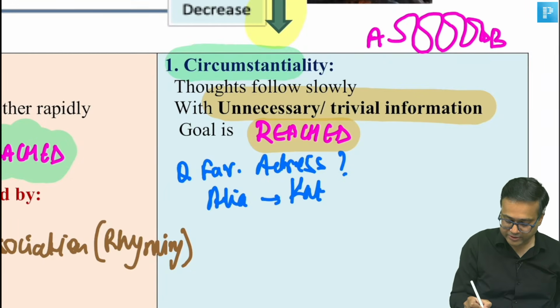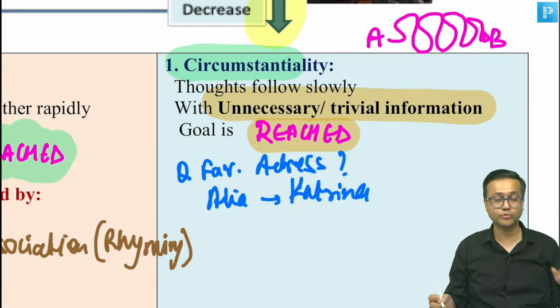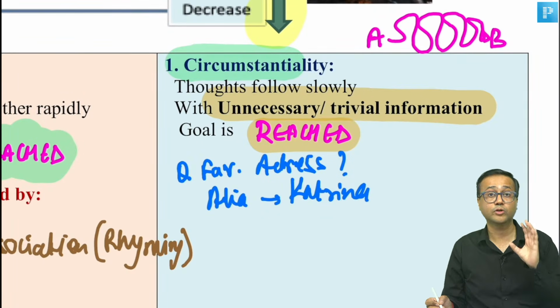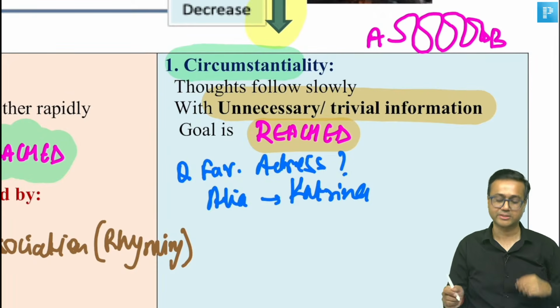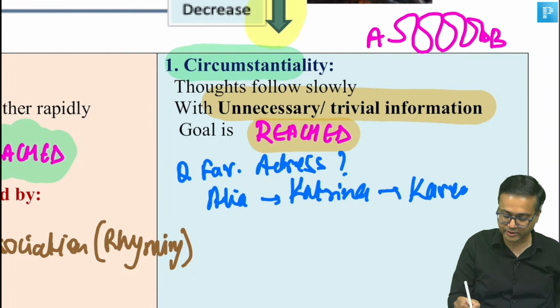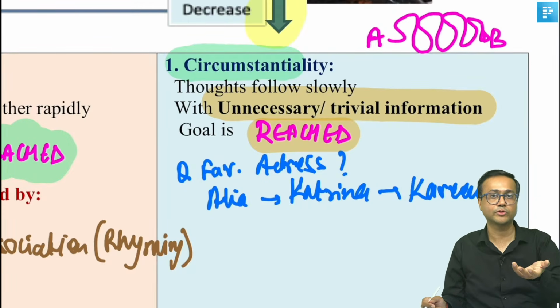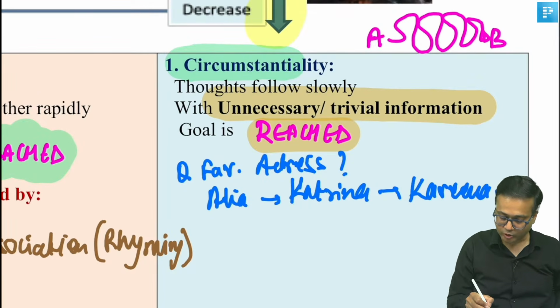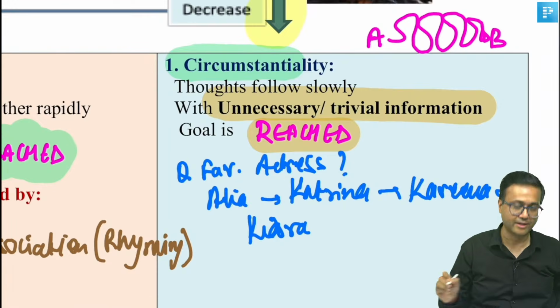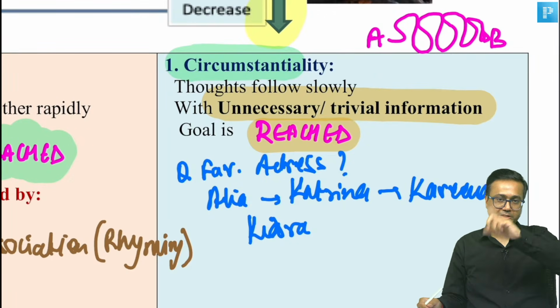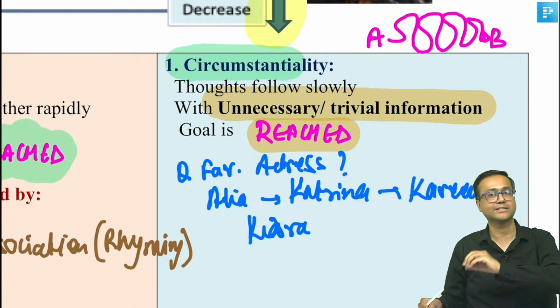Even Katrina Kaif is a wonderful actress. I have seen many of her movies. I was upset for a few days when I heard she's getting married. May God bless her. Even Kareena Kapoor Khan is a wonderful actress. I have seen her movies starting from Refugee. I was upset for a few days when I heard she's getting married. May God bless her. My favorite actress is Kiara Advani. So can you appreciate? The person has given unnecessary details, beta, details that you did not even ask for, and ultimately he has answered your question.